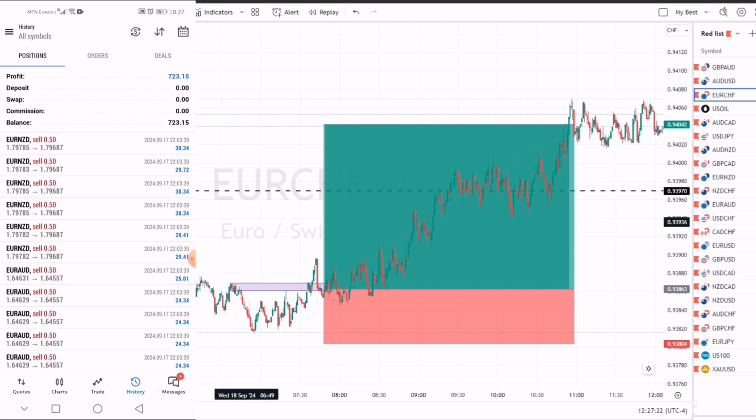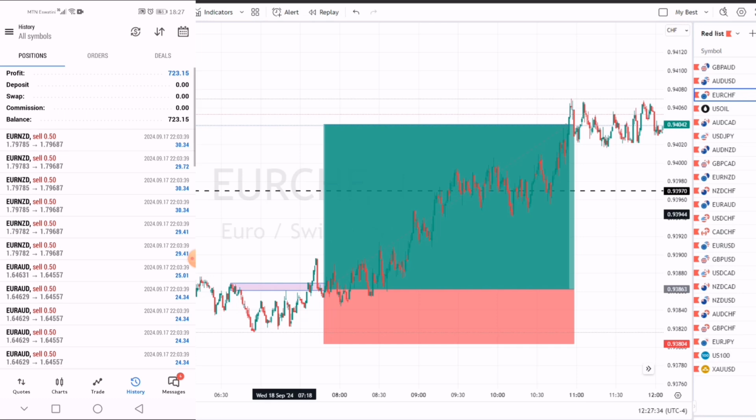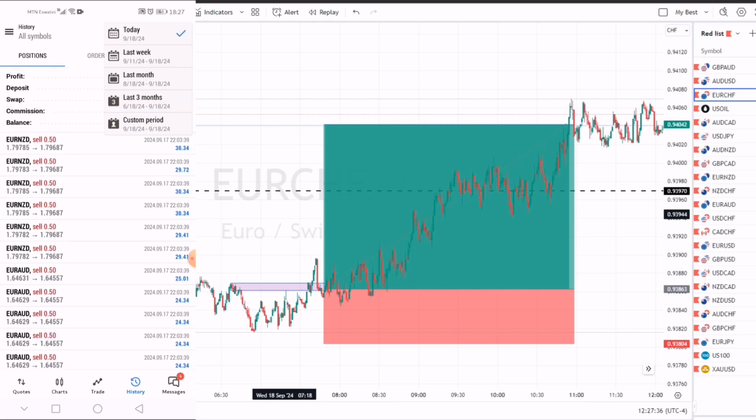Hello traders, remember I've been showing you the new approach of analyzing. Today I'm going to take it step by step and show you how to do this thing. It's really working, okay? As you can see, these trades, I took them today.